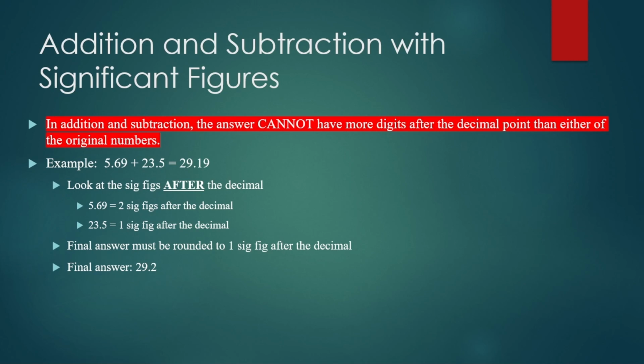So your final answer cannot have more than either of the original numbers. The final answer must be rounded to 1 significant figure after the decimal point. So in this case, 29.19 is rounded to 29.2.